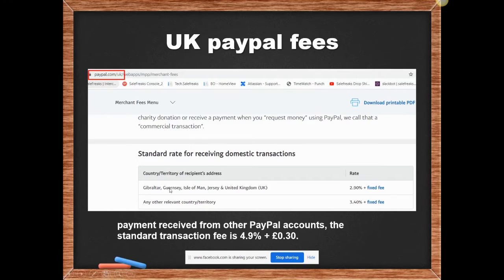And from other relevant countries, which according to my understanding, and please guys correct me if I'm wrong, other territories refer to other European countries, it's 3.4% plus 20 pennies. But if you sell outside Europe, you pay 4.9%. So please correct me if I'm wrong, okay? I really tried to look this information up for you, but it's really up to each and every one of you, especially if you're not from the UK or US. Go to PayPal in your country, or call them up and figure out what your fees are.